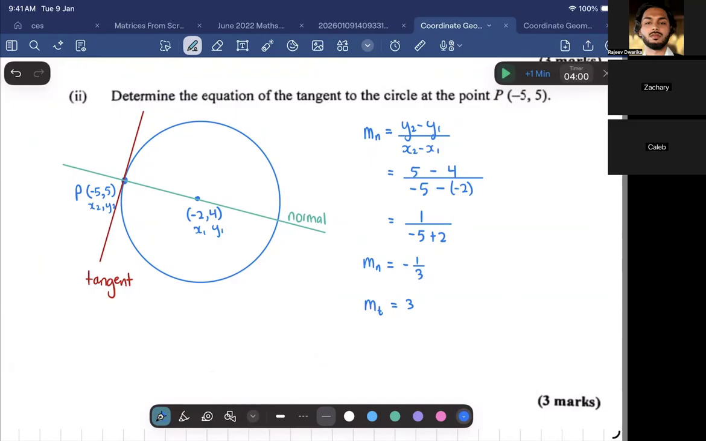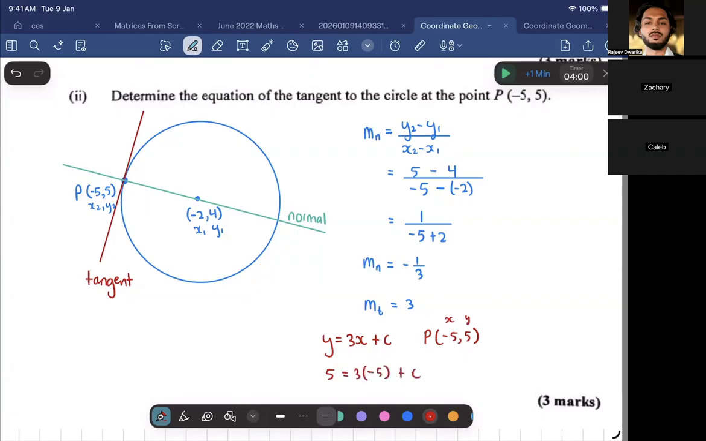I'm going to use P, right? So my equation now becomes y is equal to 3x plus c, and I have to use point P. Point P is minus 5, comma 5. I cannot use any other point because this is the only point that lies on the line itself, and the line we're talking about is the tangent. Anywhere you see y, write 5 instead. Anywhere you see x, write minus 5 instead.